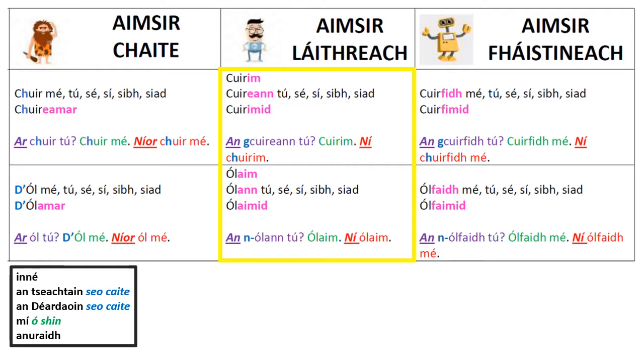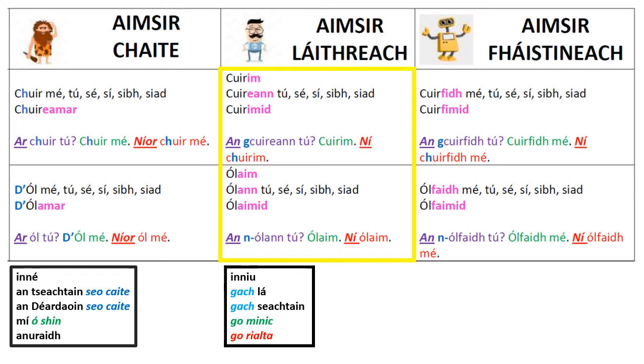Okay, so our main thing we need to remember for our Aimsir Láithreach is we have a special ending for me, which is im, we have ann for everything else, and we have imid for we. What sort of times would you be using the Aimsir Láithreach? Well, these are the kind of words you need to look out for. Inniu, which means today, gach lá, every day, gach seachtain, every week, gach just means every, go minic, which means often, or go rialta, which kind of means regularly. Okay, so those are the kind of words that would say, yeah, I'm doing this in the present all the time. So when you're doing your reading or your worksheets, keep a lookout for those ones.